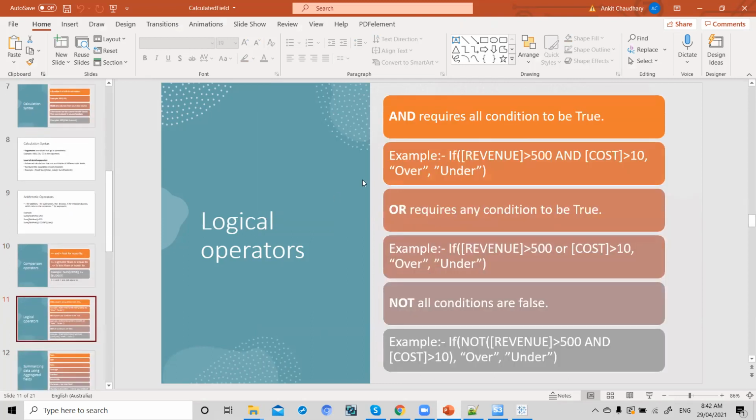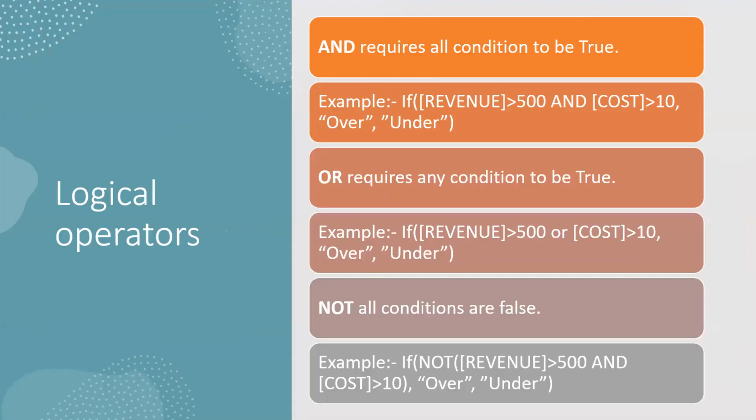For logical operators, we have AND and OR. AND means both conditions are satisfied. For example, if my revenue is greater than or equal to 500 and cost is greater than or equal to 30, then populate over, else populate under. So this AND means both conditions should be satisfied, right? Likewise, OR means any one.